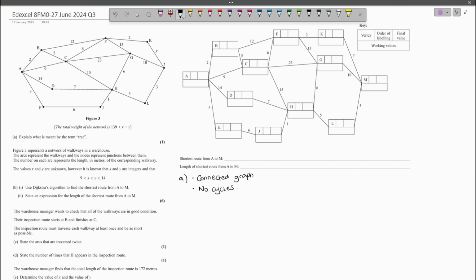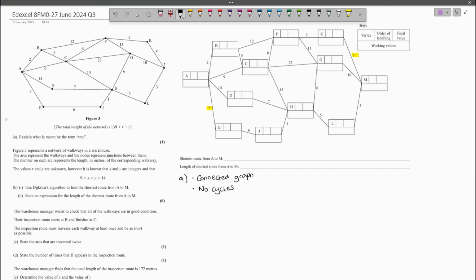Question B, part 1, and we're asked to use Dijkstra's algorithm to find the shortest route. We have a bit of an issue. We've got some unknowns. We've got x and we've got y. But we're told that x and y are integers, and that 9 is strictly smaller than x, which is strictly smaller than y, which is strictly smaller than 14.